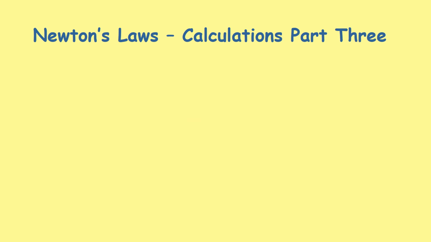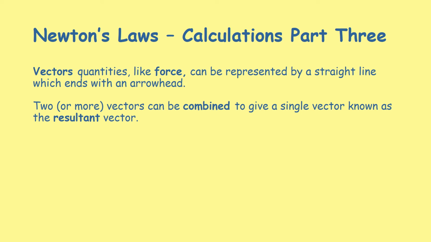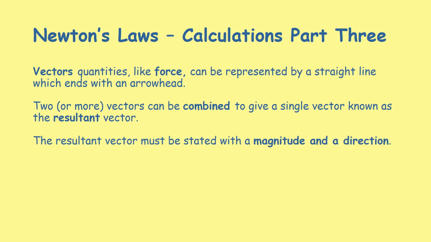Now we have a third part to our calculations. Vector quantities, like force, can be represented by a straight line which ends with an arrowhead. Two or more vectors can be combined to give a single vector, known as the resultant vector. This is very similar to when we looked at displacement and distance. If you need a recap on that, you can go back to a previous lesson and watch it over.